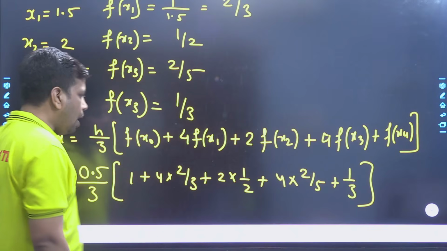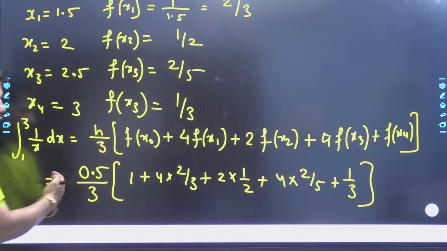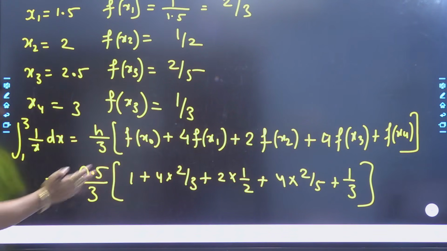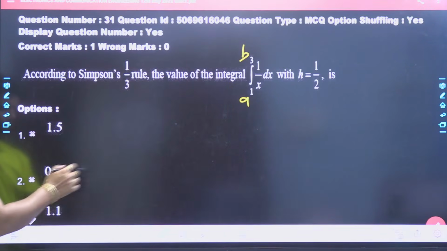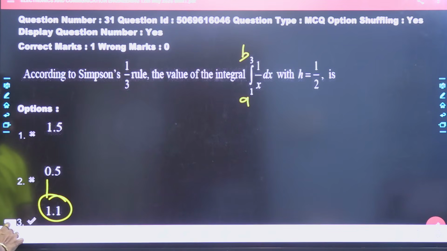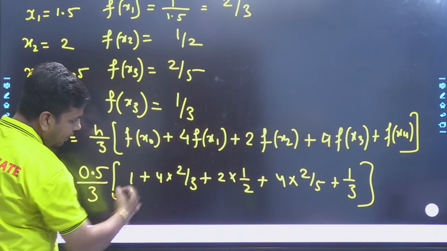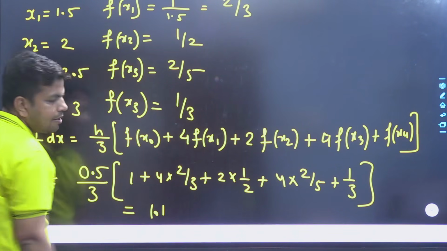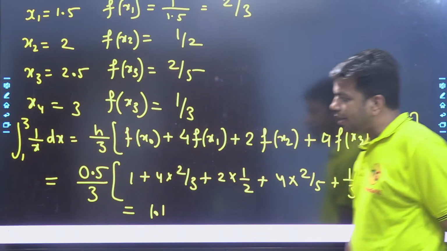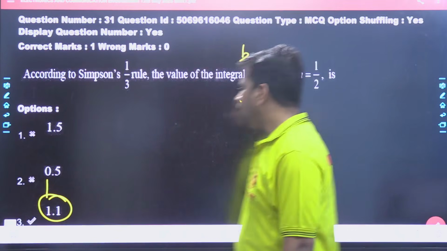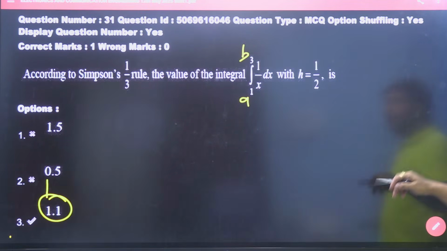Now you need to calculate this value. When you take the addition and solve that equation using a calculator, you get the answer 1.1. So that is simply the Simpson 1/3 rule for the even interval. Are you getting that point? Okay, let's move to the next question.